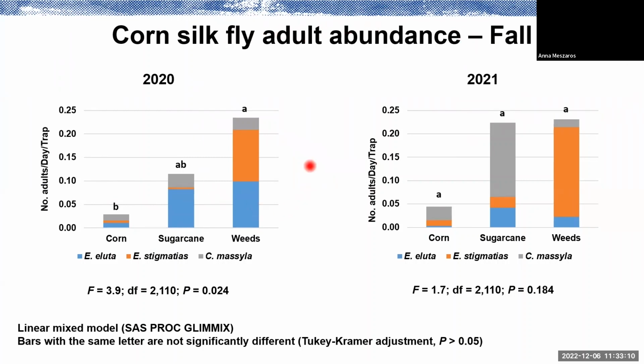In 2020, actually, we had statistical evidence for that pattern. If you take a closer look here, we still had a comparable pattern, but we did not have statistical evidence because there's a lot of variability in the data. They still give us a good idea. If you look at those patterns, and I report the species, Euxesta eluta in blue, Euxesta stigmatias in orange, and Chaetopsis massyla in gray, we had the 3 species, the 2 years, in the 3 habitats. But you can see that the relative proportions do vary.